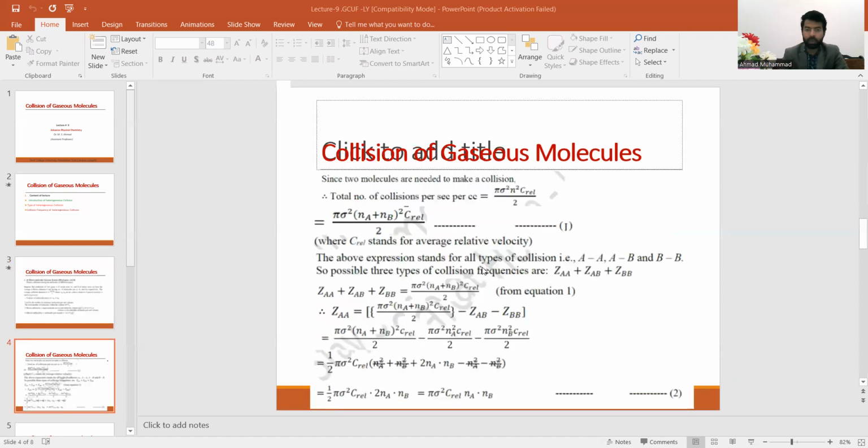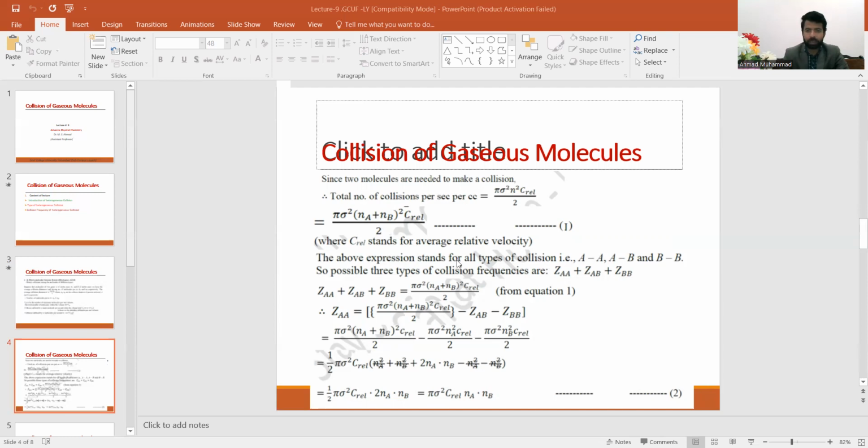And since two molecules are needed for a collision, we can write pi sigma square n square C relative, the total number of collisions per centimeter cube per second, which is equal to pi sigma square n square C relative divided by 2. So in place of n square, we can put Na plus Nb, because there are two gases, and the collision is between molecules of gas A and gas B. C relative means the average relative velocity.